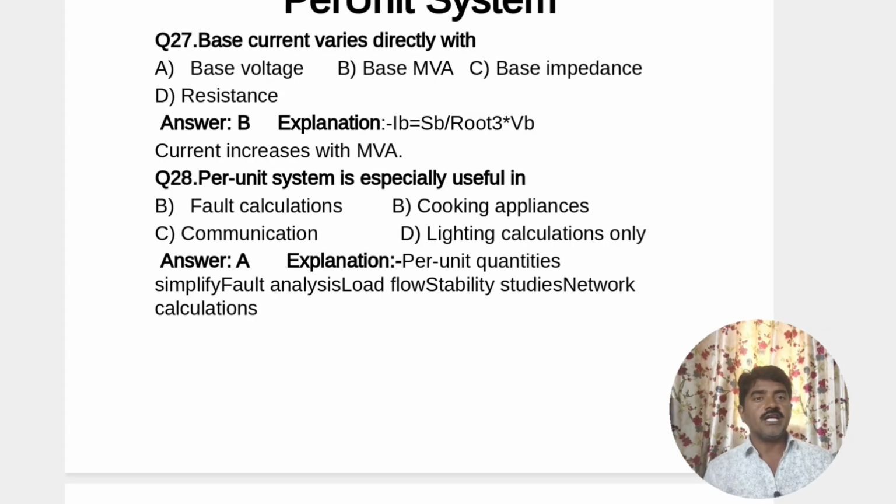27. Base current varies directly with the base MVA because IB is equal to SB by VB into root 3. So IB is directly proportional to SB. So here B is the answer. 28. Per unit system is essentially used in. Here A is the answer, for calculation of symmetrical faults, asymmetrical faults. So A is the answer.